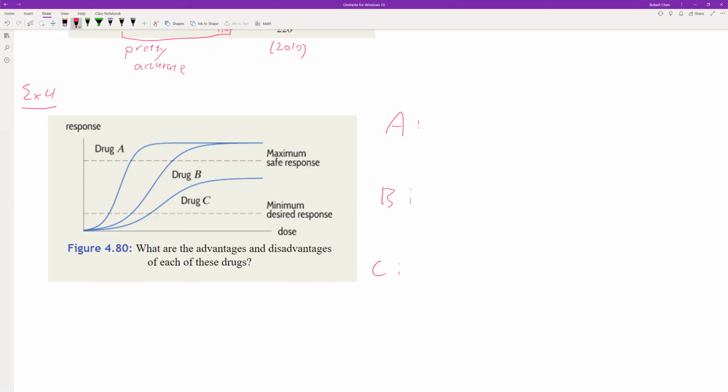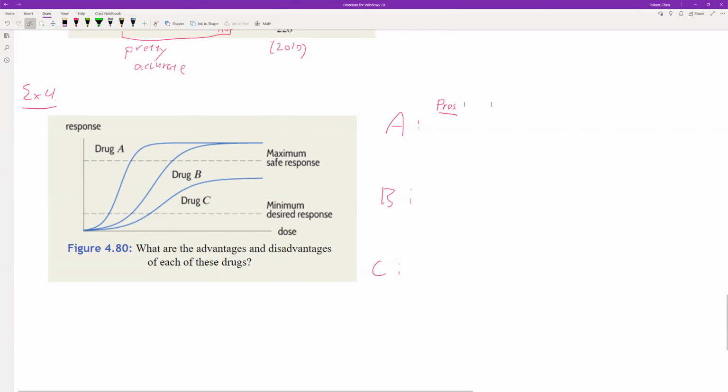Notice that we have the dashed lines here, maximum safe response and minimum desired response. We want the drug to at least hit the minimum desired response, meaning the drug has to work in some way. And for the maximum safe response, we hope that the drug doesn't exceed any safety concerns that people have. All right, so part A, we have pros. It's very effective. You take a little dose and it will go over the minimum desired response very fast. But it also might increase over your safe response real fast as well.